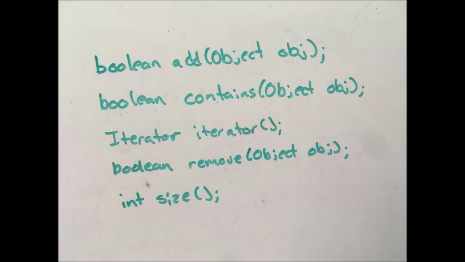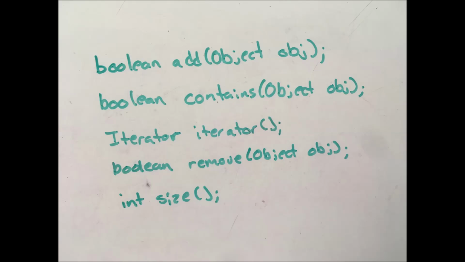These are the methods for the hash set class. Boolean add adds a specified element to this set if it is not already present. Returns true if the set did not already contain the specified element. Boolean contains returns true if the set contains the specified element. Iterator returns the iterator over the elements of the set. The elements are returned in no particular order.